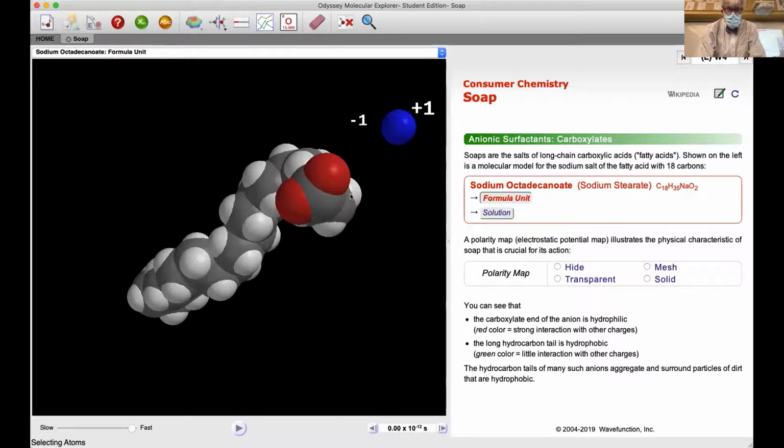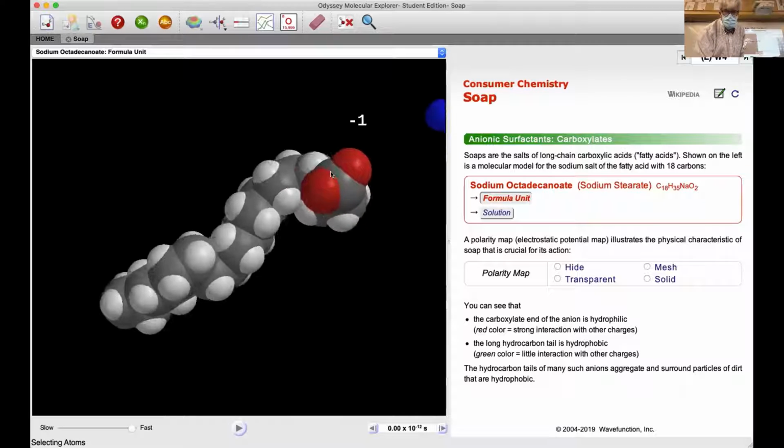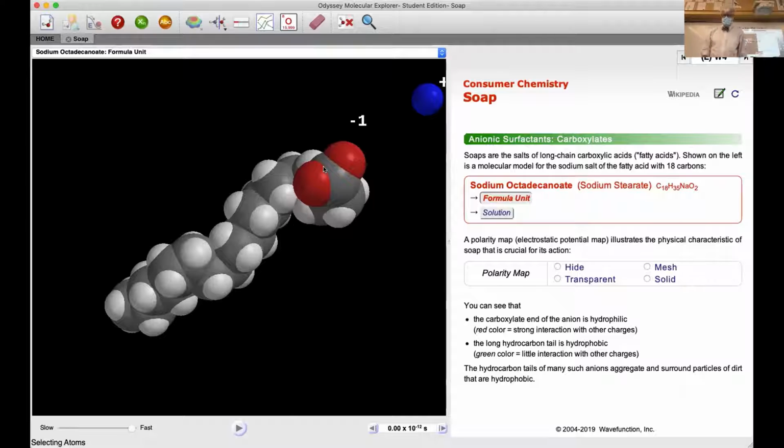Anybody figure out what the chemical formula is? Okay. Does anyone have with them a list of electronegativities anywhere? Yes, you do. Open up the assignment that had to do with polar and nonpolar bonds. Please check electronegativities for me.